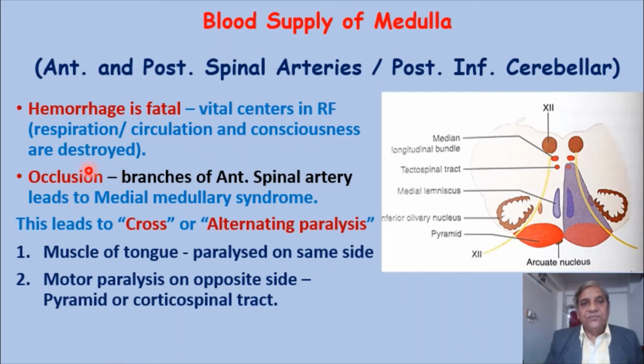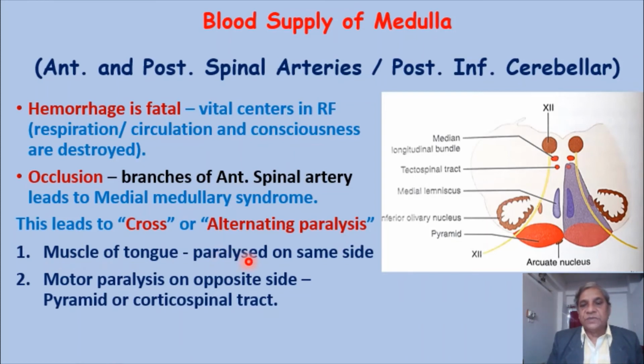Now, if instead of a hemorrhage there is an occlusion of the branches of the anterior spinal artery, this will lead to a syndrome limited to the medial medulla: medial medullary syndrome, as shown in this picture. This medial medullary syndrome will lead to cross or alternating paralysis, which is easy to diagnose, where the vascular lesion or occlusion has taken place.